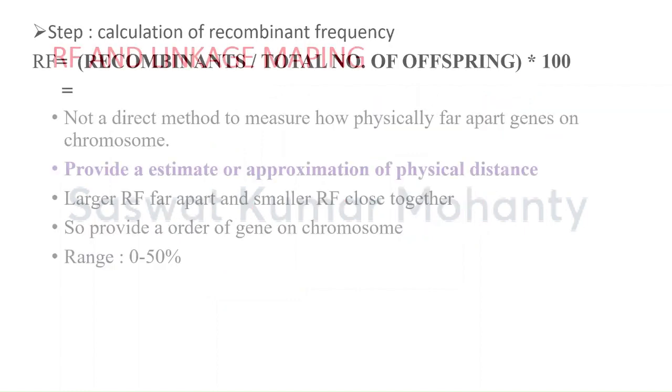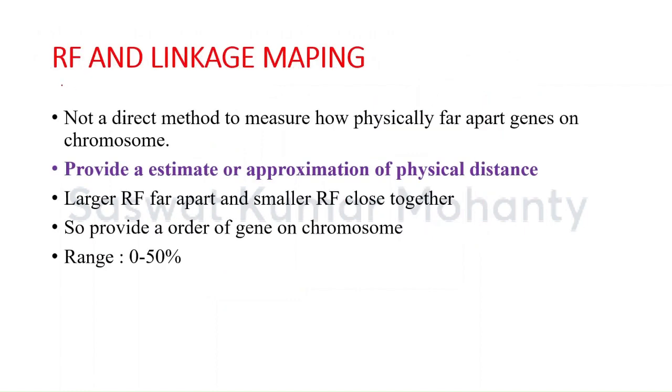So how is this recombination frequency linked with genetic mapping? I'll show you here. Recombination frequency is directly proportional to the linkage mapping. This linkage mapping provides an estimation of whether the two genes are close or far apart. This is not the physical distance. Larger recombination frequency means two genes are far apart, whereas smaller recombination frequency means two genes are close together.